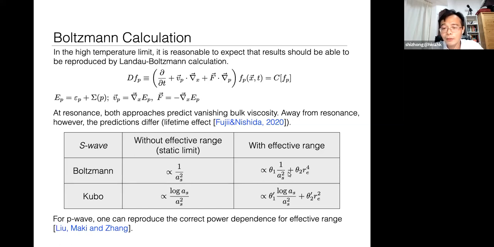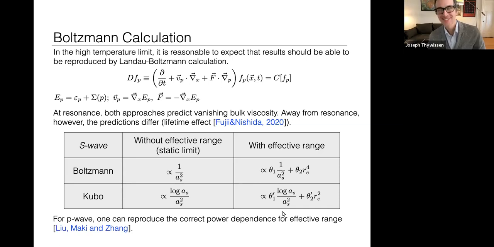So with the effective range, I said that the dependence on the power of the effective range is different, and the first term here is again the same as the previous calculation. So I think I should probably stop here and take any questions. Great, thank you.